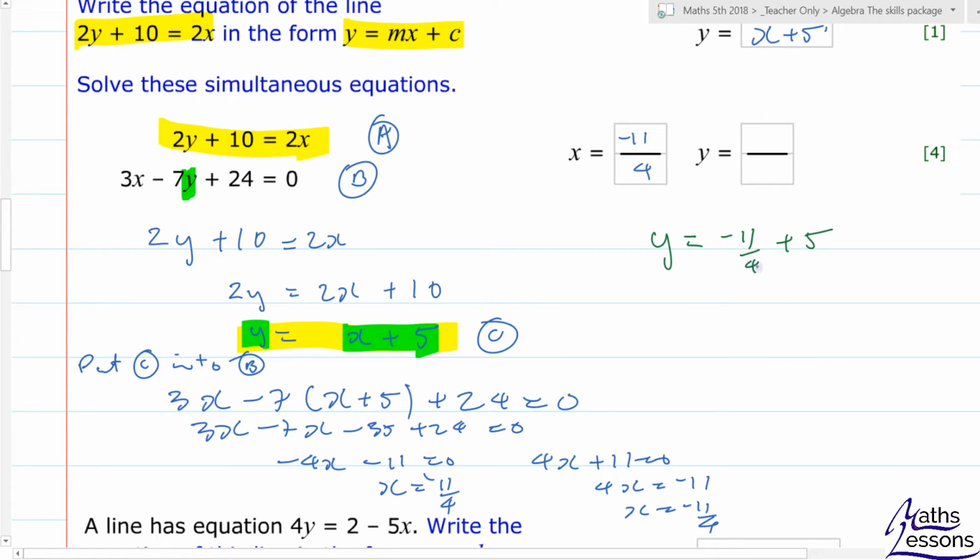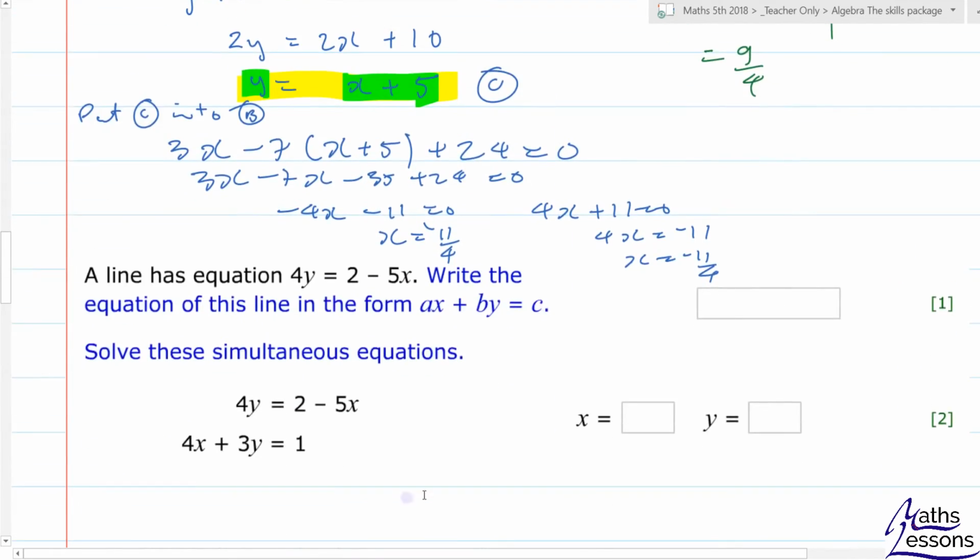5 in terms of quarters is 20 quarters. Just rub that out and change it to 20 quarters. Times 5 by 4, we get 20. Sorry, made a mistake again. Cool, having a good day, aren't we? There we go. So 20 over 4 is 5. Add those together gives me 9 over 4 as my answer.